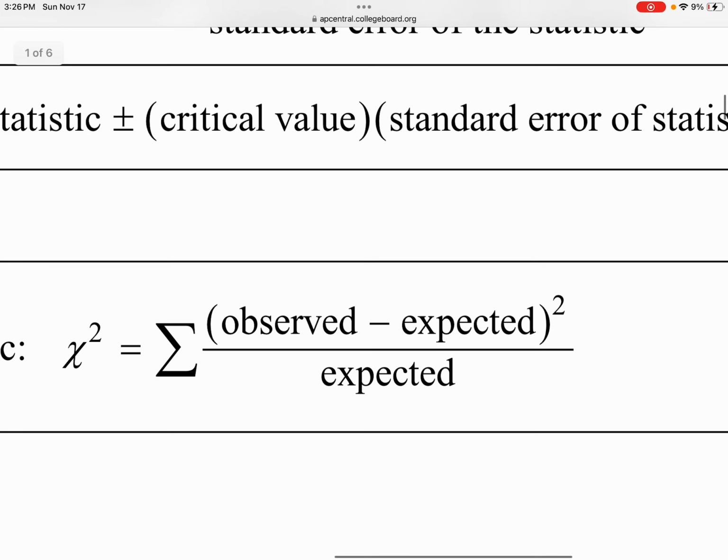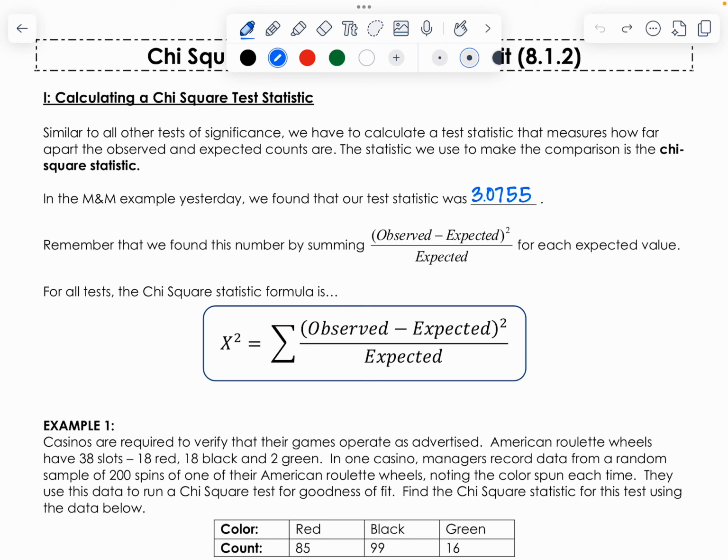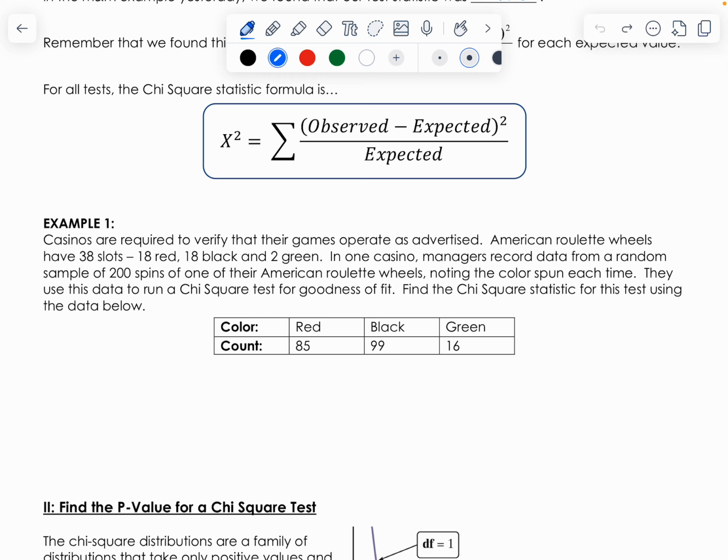So remember, chi-squared, like x squared, is equal to the sum of all observed minus expected squared, for every value or category, divided by the expected. So that's at the very bottom of the front page of your formula sheet. And so we are going to practice doing this for a few different examples today. And then we're going to talk about the p-value.